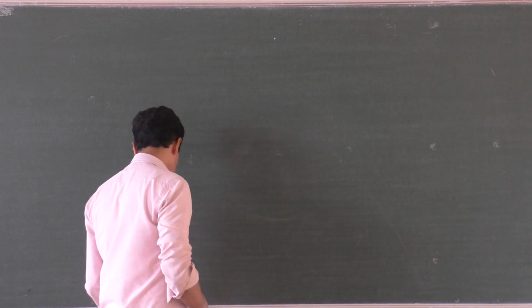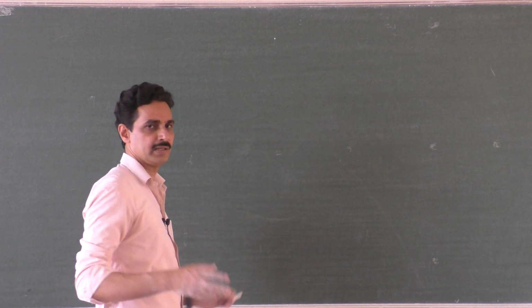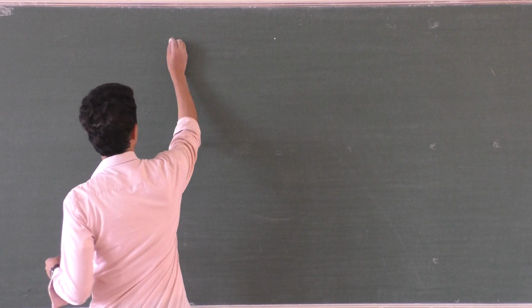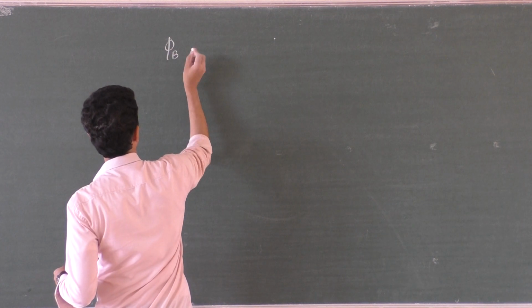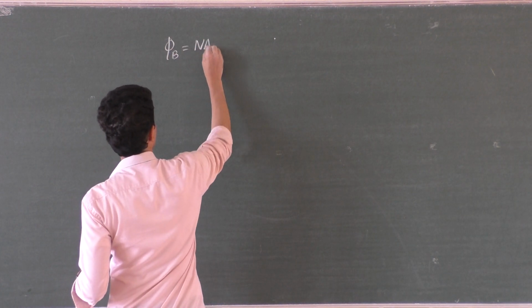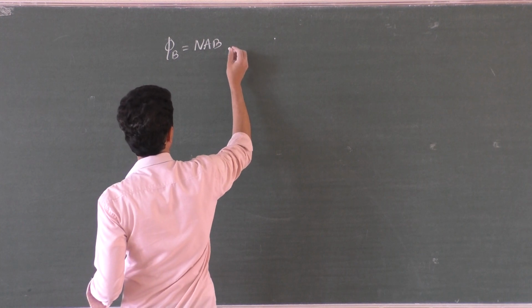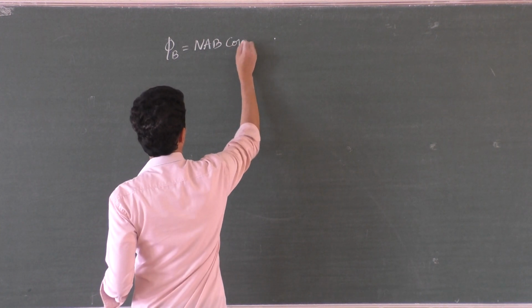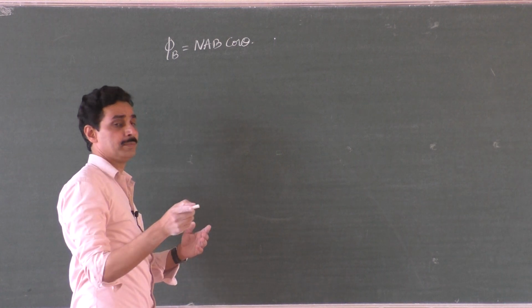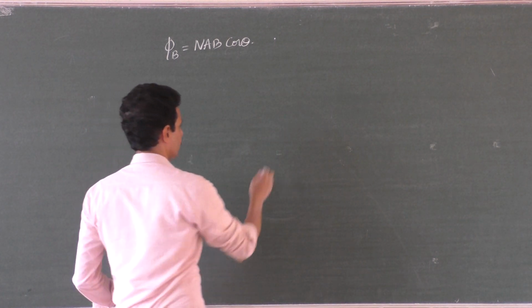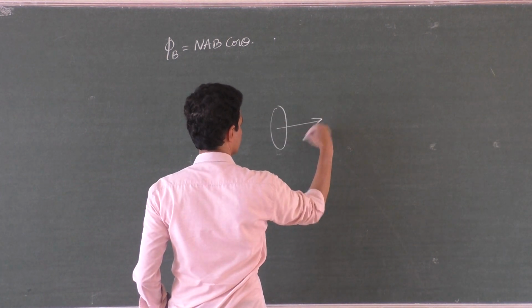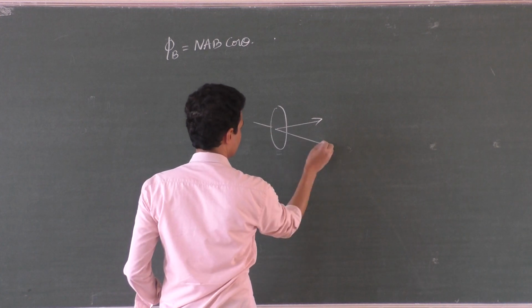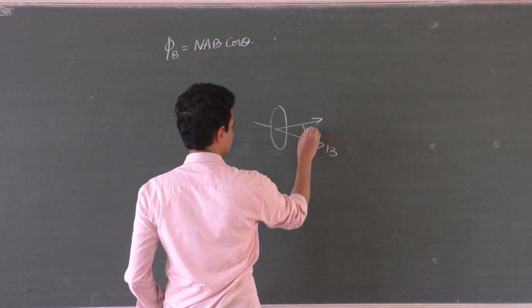You know the formula for flux linked with any coil or any closed circuit. Flux linked with any coil or closed circuit, phi B, is equal to the number of turns in the coil, area of the coil, strength of the magnetic field passing through the coil, and cos of the angle the normal to the coil makes with the magnetic field. Right? If a coil is held like this, and its normal is like this, and the magnetic field is lying like this, this is theta.